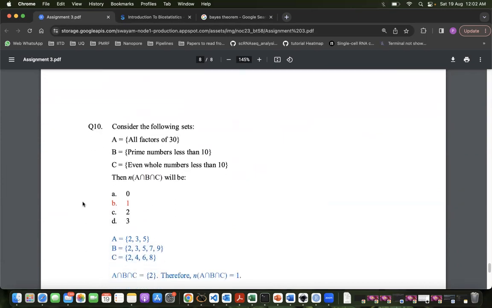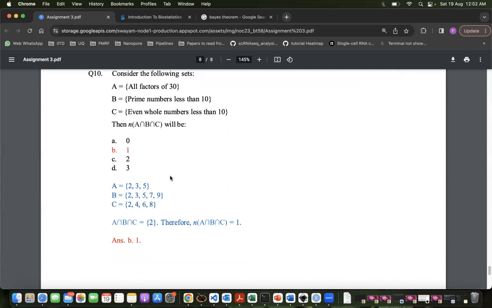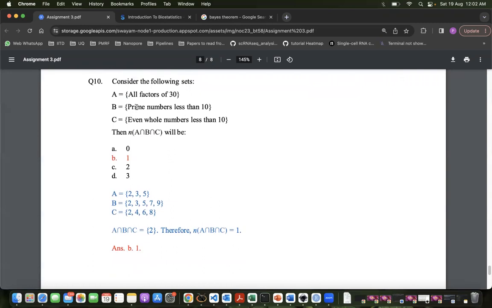All right. So then all the factors of 30, prime numbers less than 10, even whole numbers less than 10. So only 2 is fitting. And so now I would just like to ask you, when they say all factors of 30, would you also include 6 and 15 in this? 6, 15 and 10 maybe. Yeah, 6, 10 and 15.